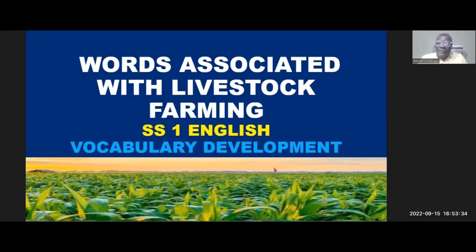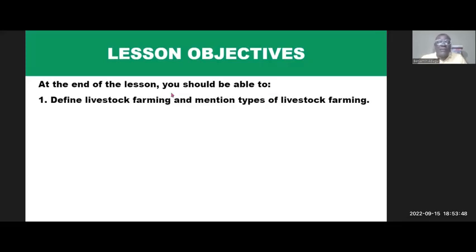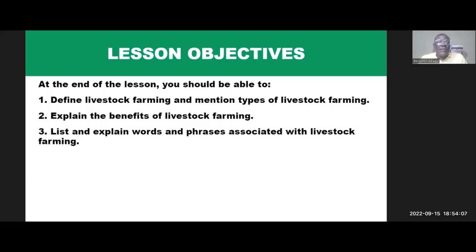Having said this, let's dive into the lesson right away. We want to begin with the lesson objectives. At the end of this lesson, you should be able to do the following things. Number one, you should be able to define livestock farming and mention different types of livestock farming. And then you should explain the benefits of livestock farming, list and explain words and phrases associated with livestock farming.